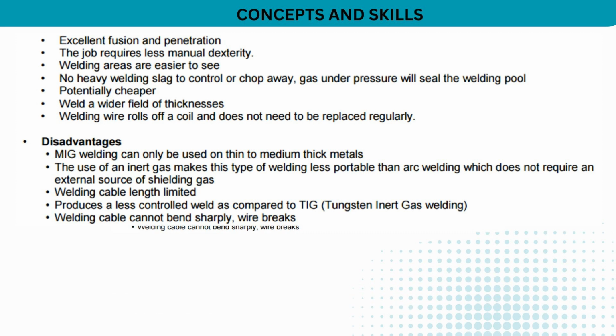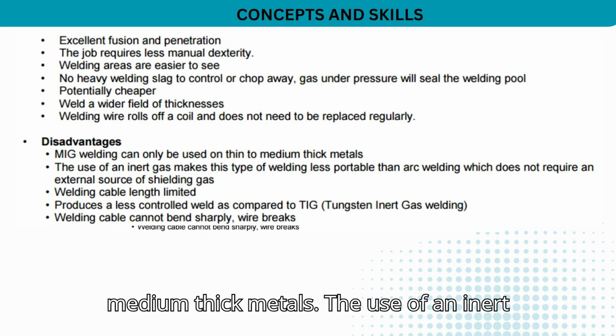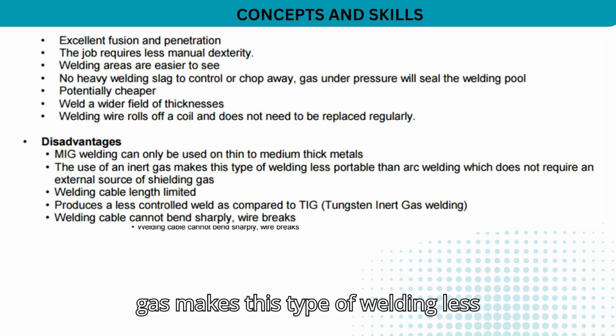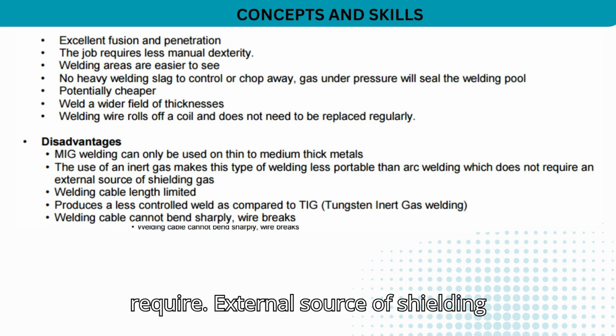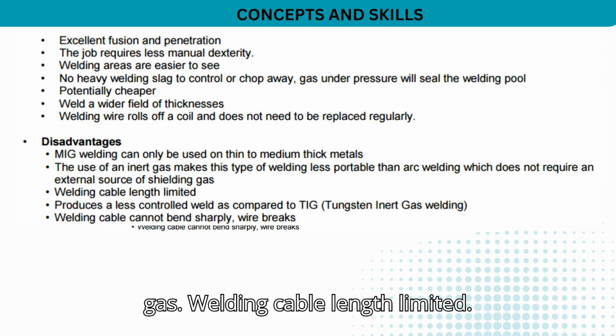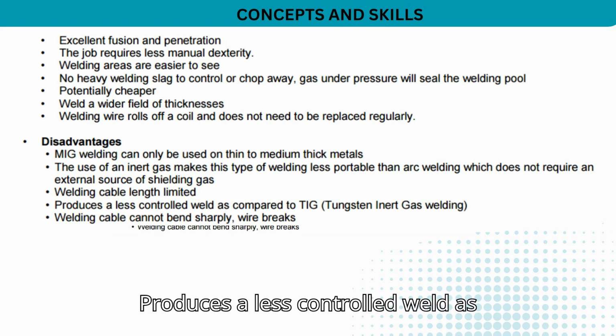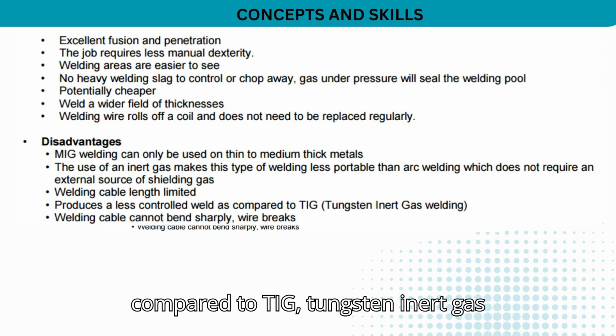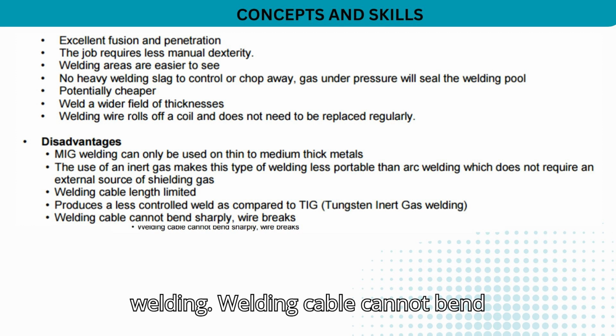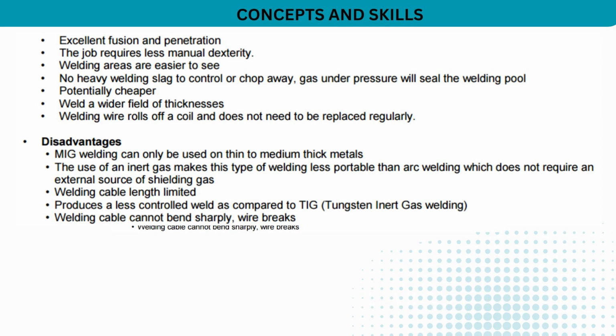Disadvantages. MIG welding can only be used on thin to medium thick metals. The use of an inert gas makes this type of welding less portable than arc welding, which does not require an external source of shielding gas. Welding cable length limited. Produces a less controlled weld as compared to TIG, tungsten inert gas welding. Welding cable cannot bend sharply, wire breaks.